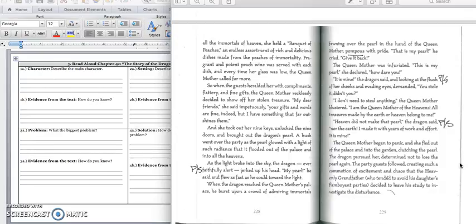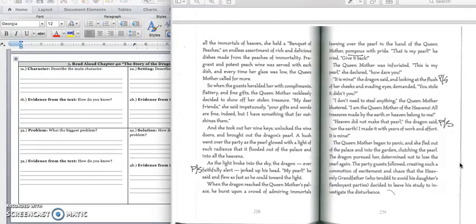"My dear friends," she said impetuously, "your gifts and words are fine indeed, but I have something that far outshines them." And she took out her 9 keys, unlocked the 9 doors, and brought out the dragon's pearl. A hush went over the party as the pearl glowed with the light of such radiance that it flooded out the palace and into the heavens.